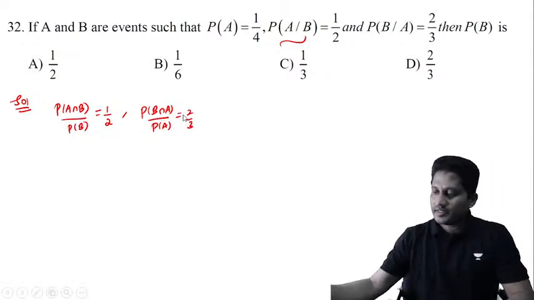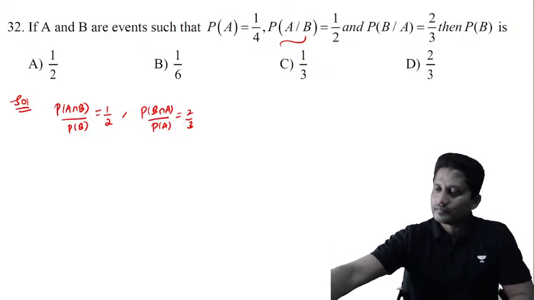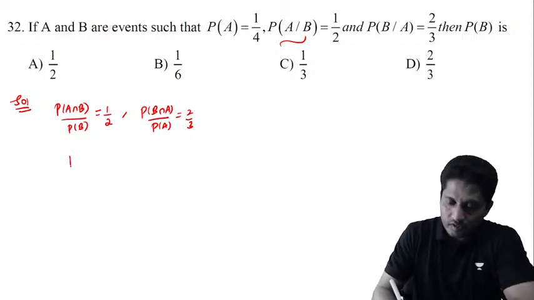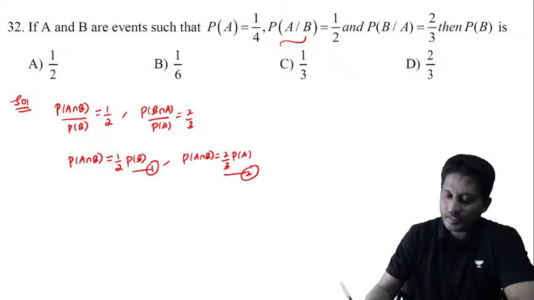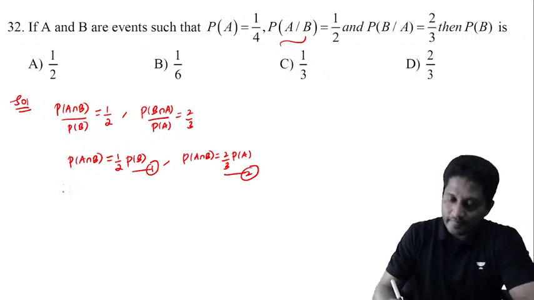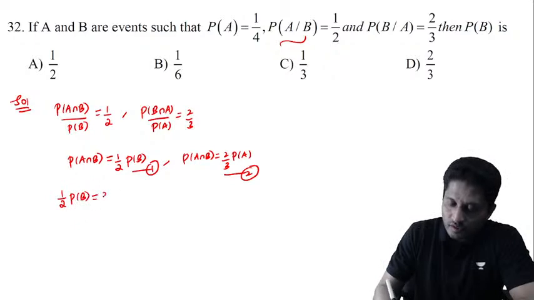If I cross multiply, P of A intersection B is equal to half of P of B. And if I cross multiply, P of B intersection A, that is A intersection B, is equal to 2 by 3 into P of A. You call it equation 2. If I equate these two, you get half of P of B is equal to 2 by 3 into P of A.